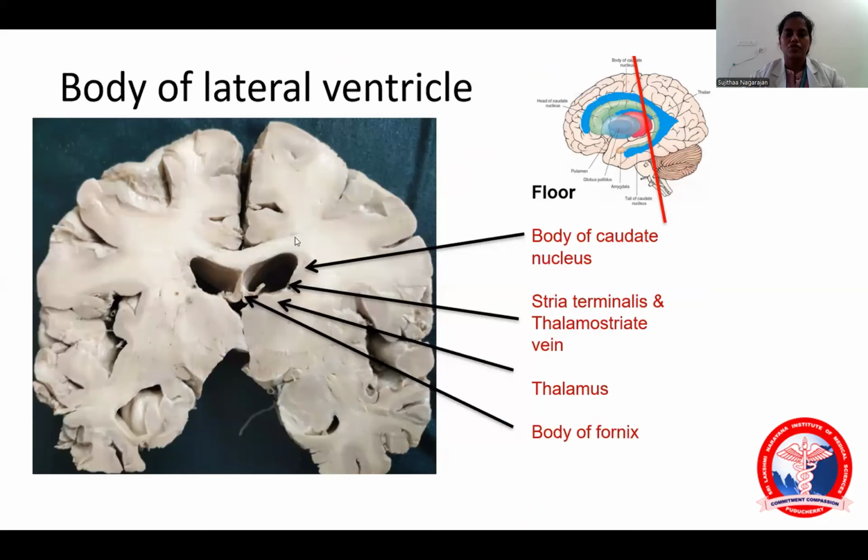In this picture also, we can see the central part of the body of the lateral ventricle. The floor is formed by the body of the caudate nucleus, stria terminalis, and the thalamostriate vein. Then we have the thalamus, then the body of the fornix.